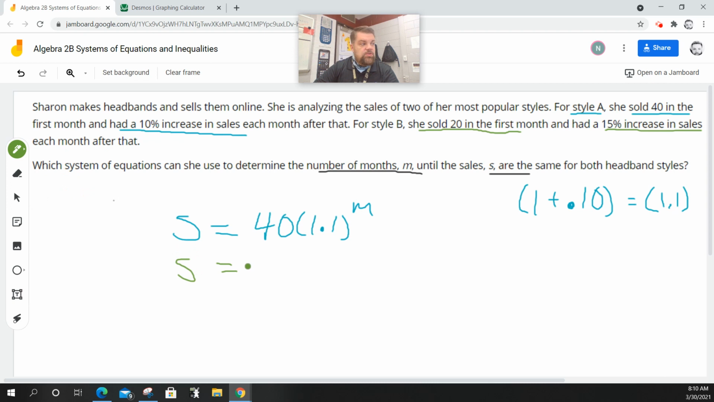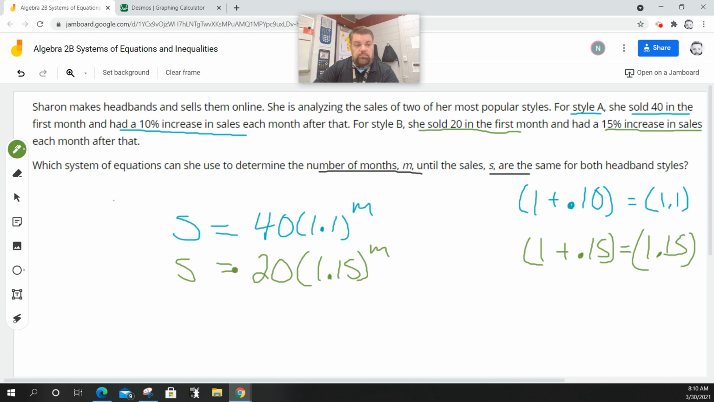S is equal to, she sold 20, the initial amount, and then this would be 1.15 raised to the M. That comes from 1 plus 15% as a decimal. Okay, so then this is the answer.